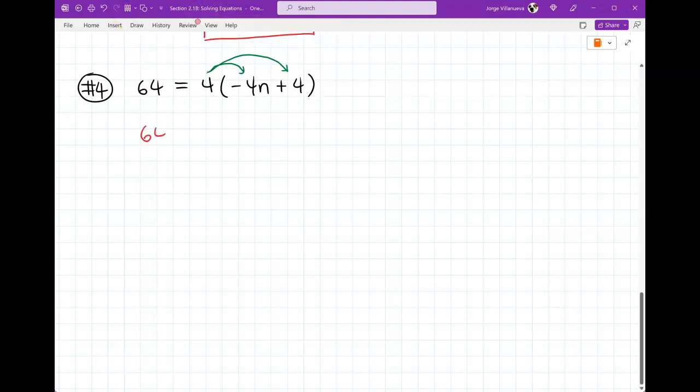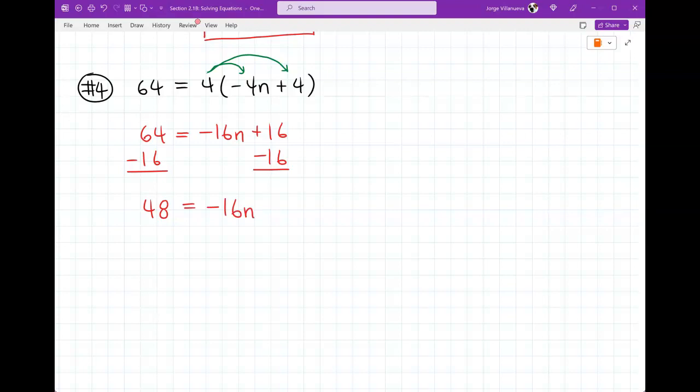So we end up with 64 equal to negative 16n plus 16. At this point, you want to try to combine any variables on the right side, but there are no other variables besides negative 16n. So let's move that plus 16 over to the other side. So we're going to subtract 16 on both sides. 64 minus 16, if I'm correct, is 48. So I think that's 48. Yeah, that makes sense. And that's equal to negative 16n.